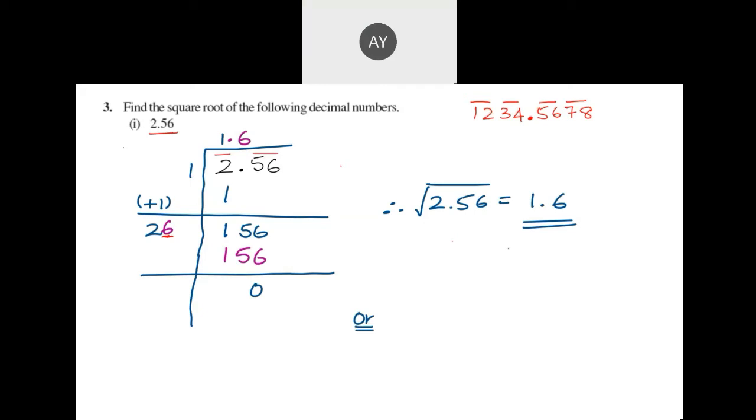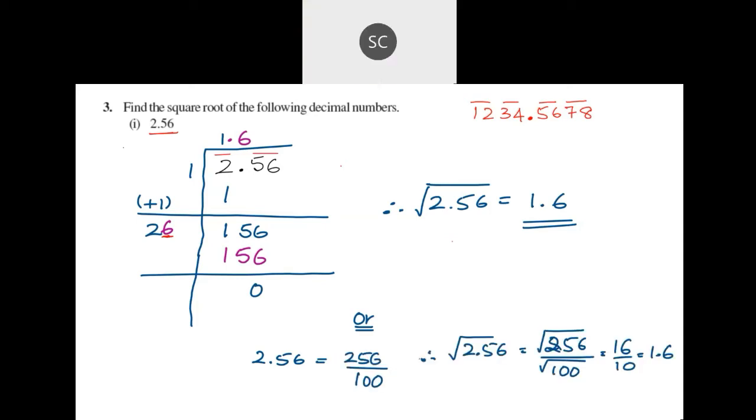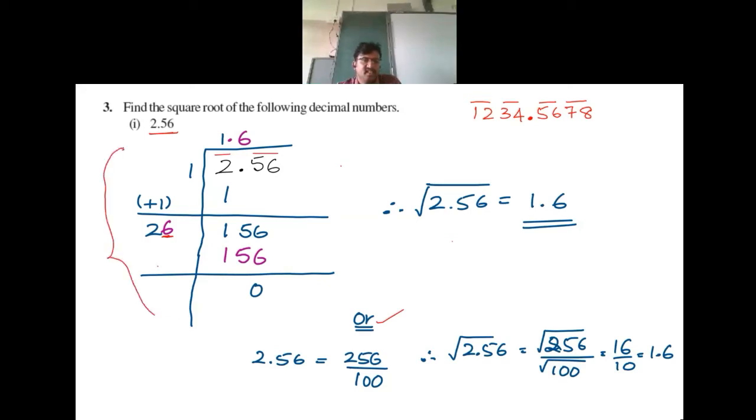There is another method, an alternate method I'll tell you. If there are 2 decimal points, we'll make it 1 point. 256 by 100. Correct. 256 is a square number, 100 is also a square number. When we take the roots, we get 16 and 10. 16 by 10 is 1.6. This is another method, but always prefer solving by the division method. This is the method you must use.